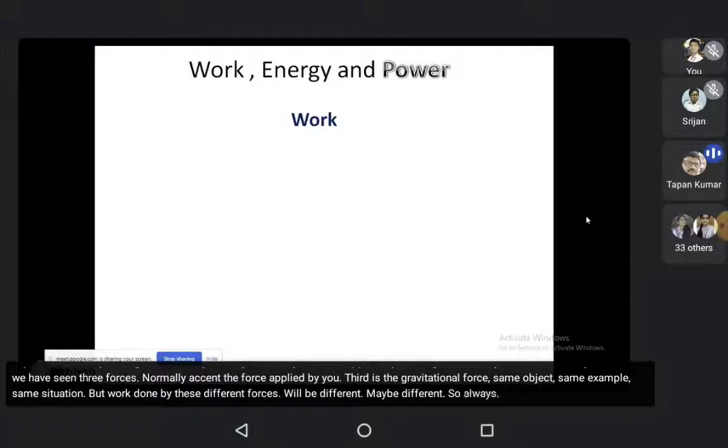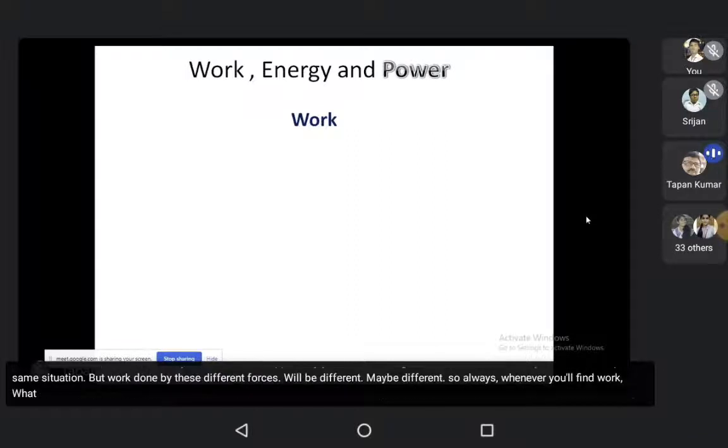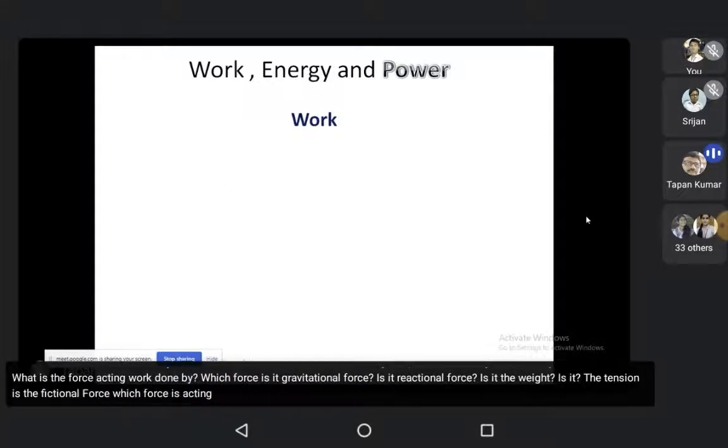So whenever you find work, ask what is the force acting. Work done by which force? Is it gravitational force? Is it reaction force? Is it the weight? Is it the tension? Is it the frictional force? Which force is acting should be remembered before you calculate work.